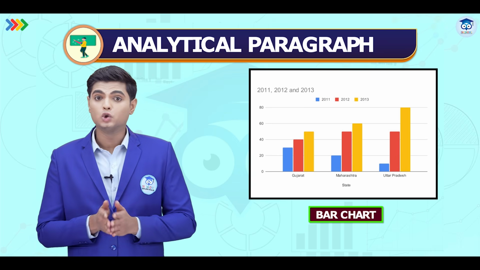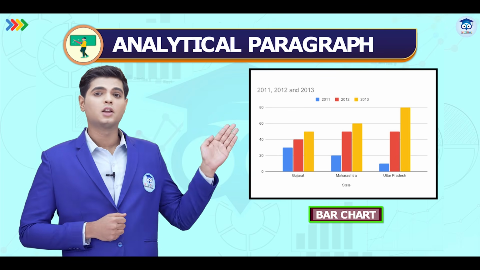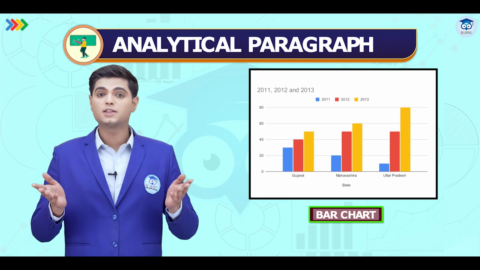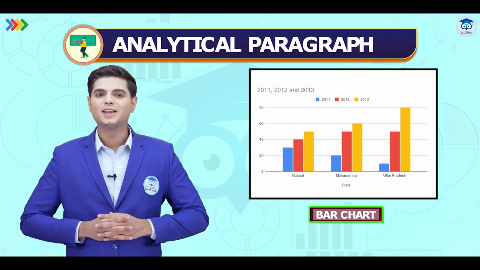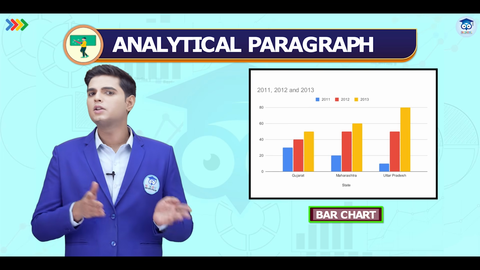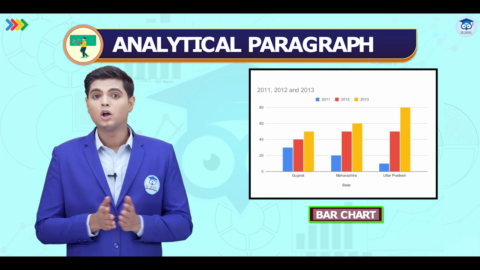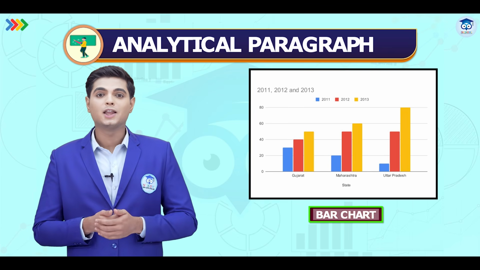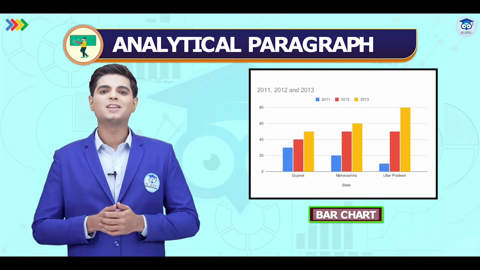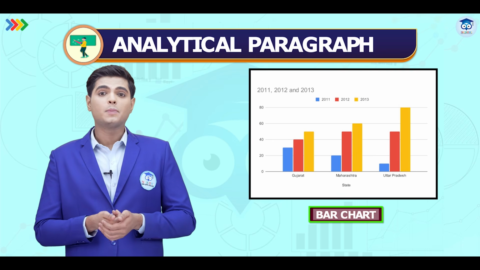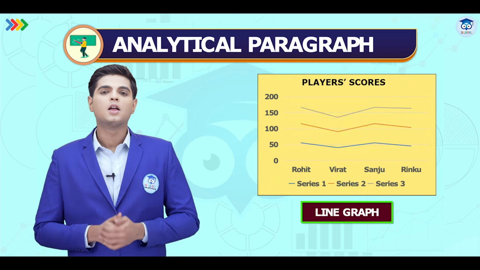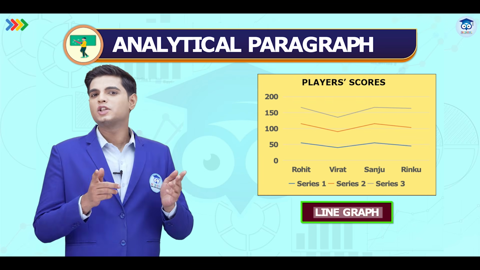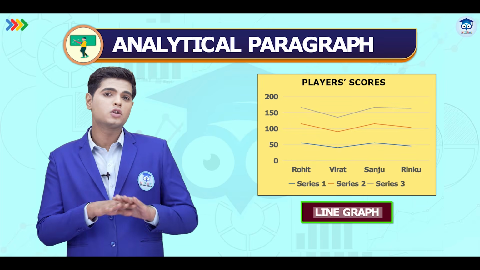Apart from tables, you may also be given a bar chart that shows comparison over time or between categories. For example, a bar chart could display state population rate for different states like Maharashtra, Uttar Pradesh, and Gujarat over several years. Bar charts make it easy to visually compare quantities and observe trends, which you would describe clearly in your paragraph. Another common form of data is the line graph, which displays changes over time or across groups.